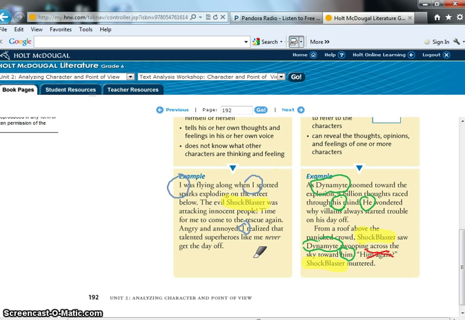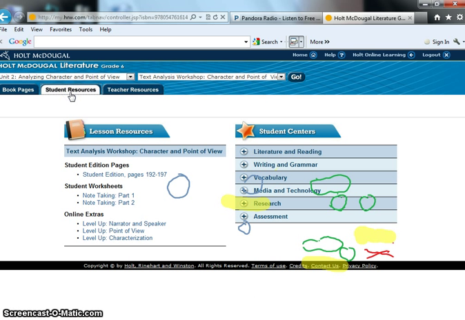Now that we have gone through this together, I would like for you to fill in the note-taking page. Let me show you how to get to the note-taking page in case you lost the one that you were given in class. If you go right here to Student Resources, you can just click right on it. I'm sorry, let me erase these distracting marks very quickly.